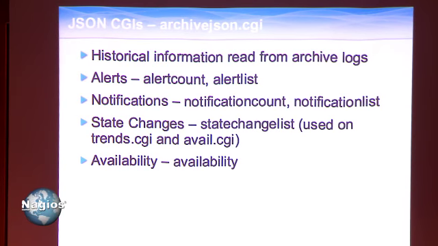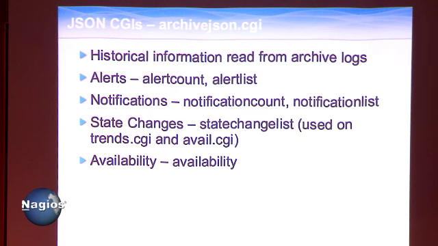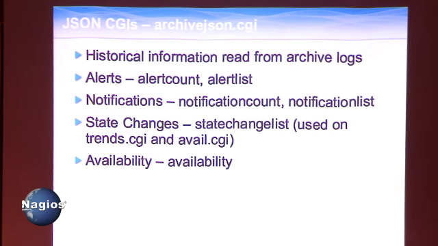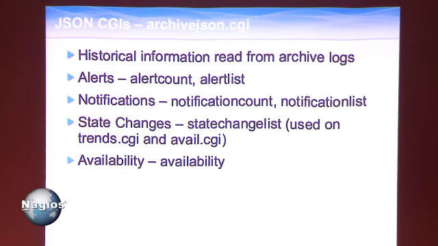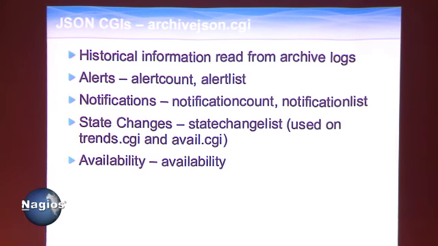Okay. The third and final JSON CGI that's available today is the archive JSON, which provides historical information. Alerts, you can get both a count and alert lists. Notifications, again, you can get counts and lists. State changes, there's not really a state change CGI currently, but state change information is used to build graphical displays on the trends CGI and the availability CGI. And then the last CGI in the archive family is the availability CGI, which is pretty self-explanatory.